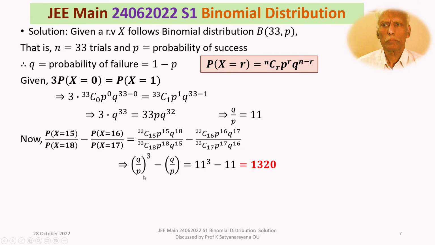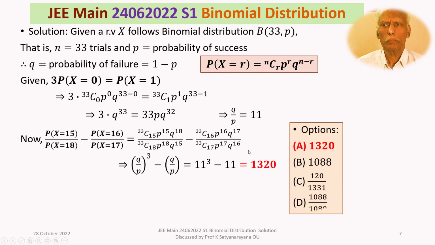and that is equal to Q by P is 11, so 11 cube minus 11, and when simplified we will get 1320. That's what is our answer. Our answer 1320 appears against option A. Therefore, our answer is option A.